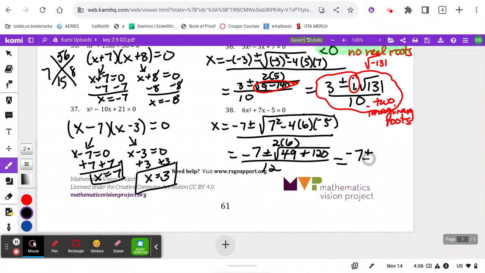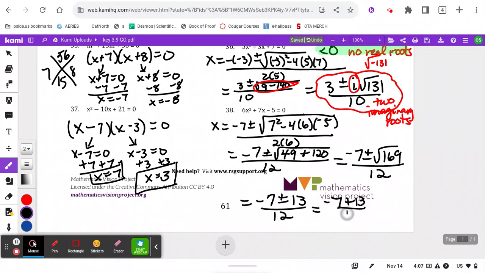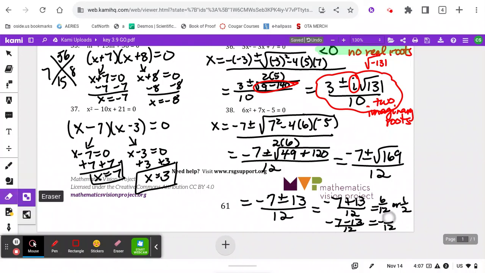Check this out. Square root of 169, which works. So check out my answers. Negative 7 plus or minus 13, because the square root of 169 is 13, means I have negative 7 plus 13 over 12, and negative 7 minus 13 over 12 as my two answers. So this is 6/12 or 1/2 for the first answer. And this is negative 20/12, sorry.